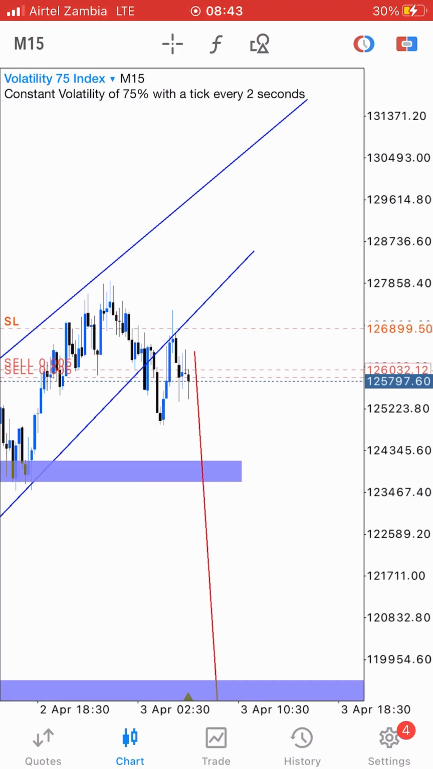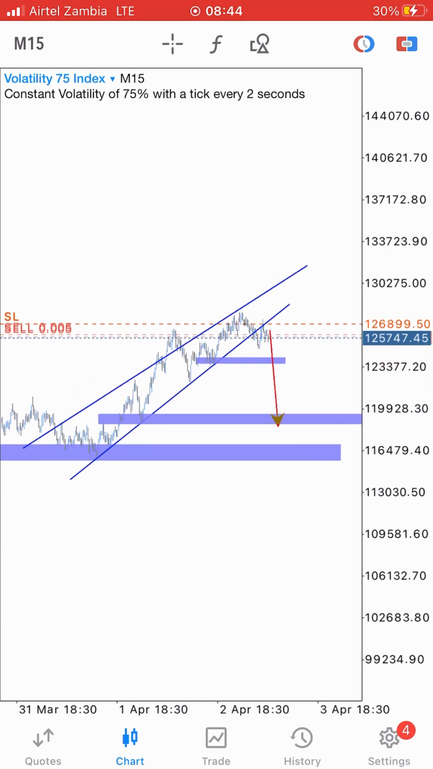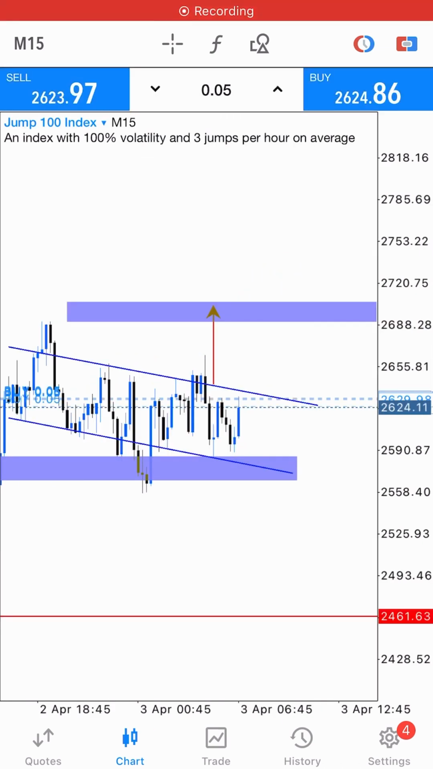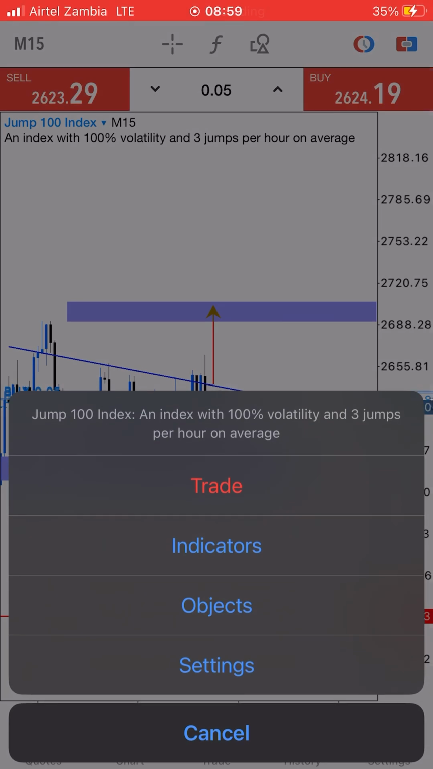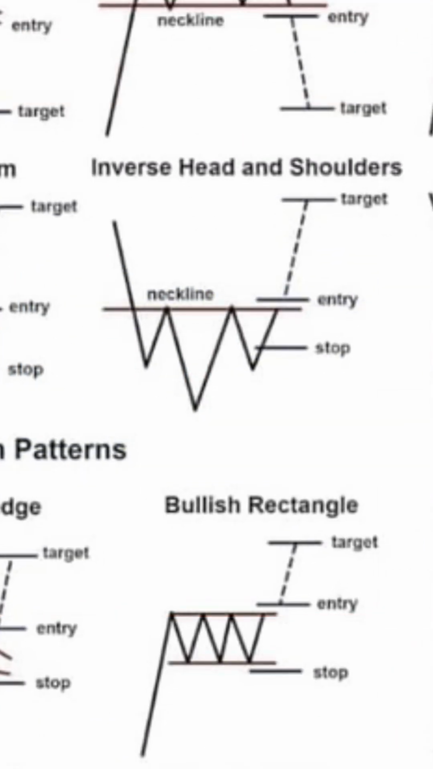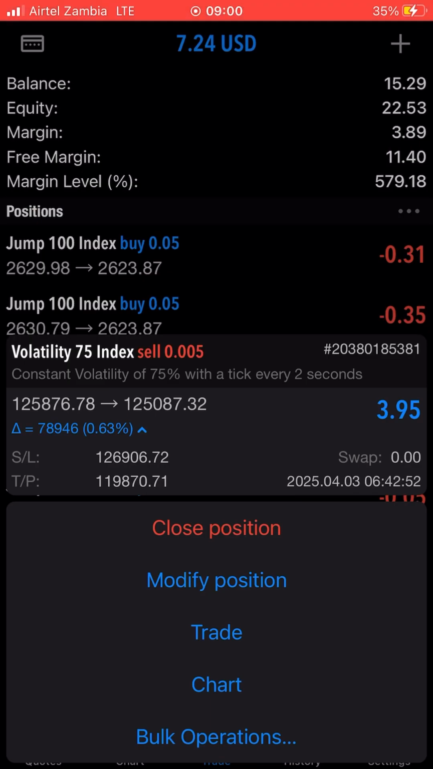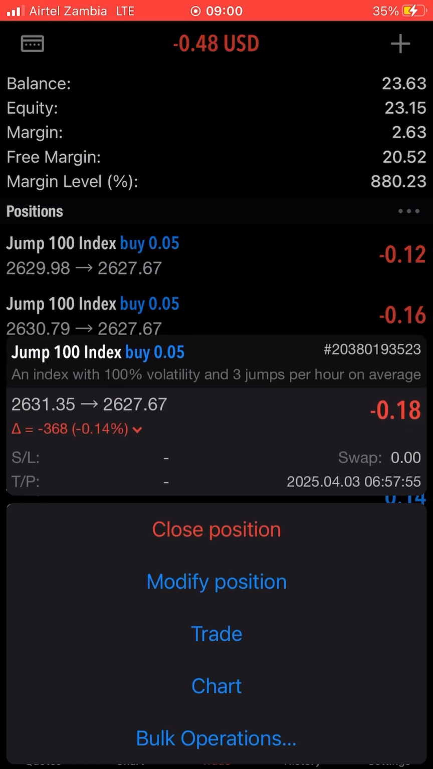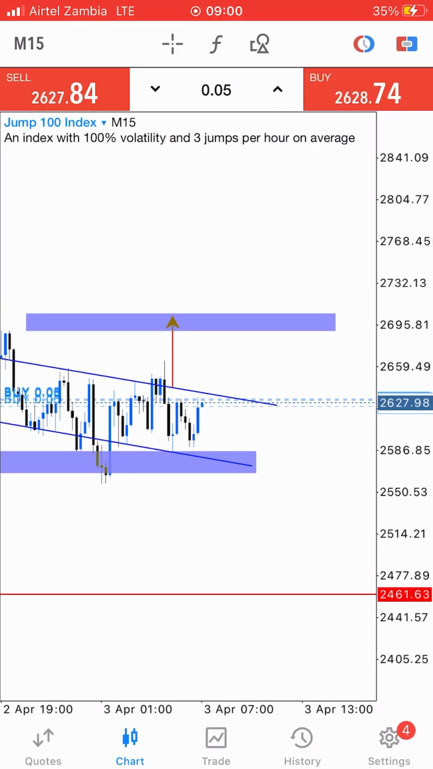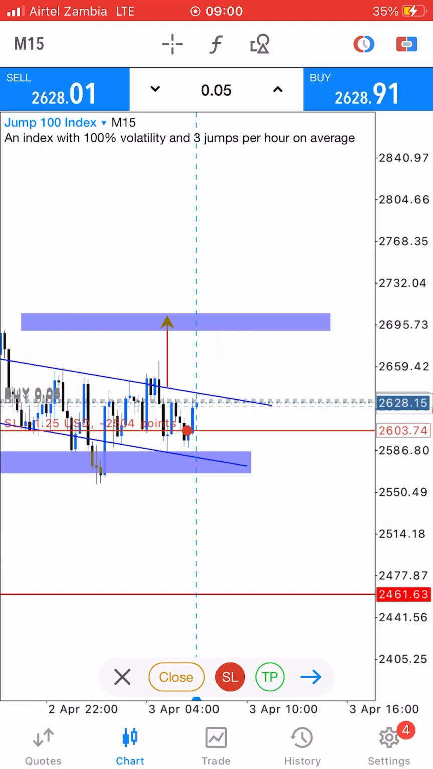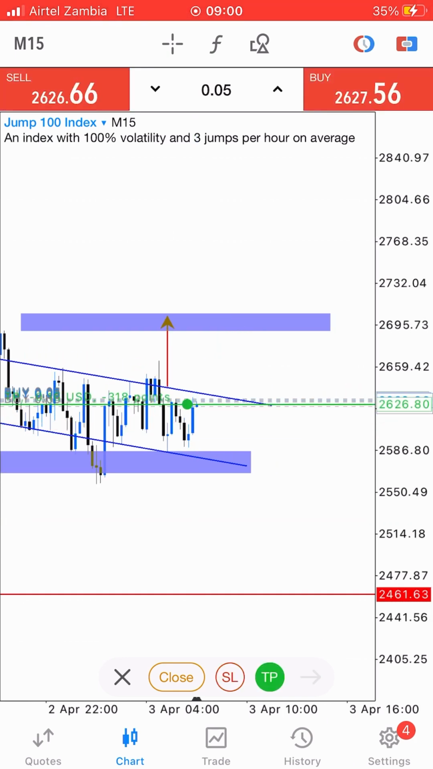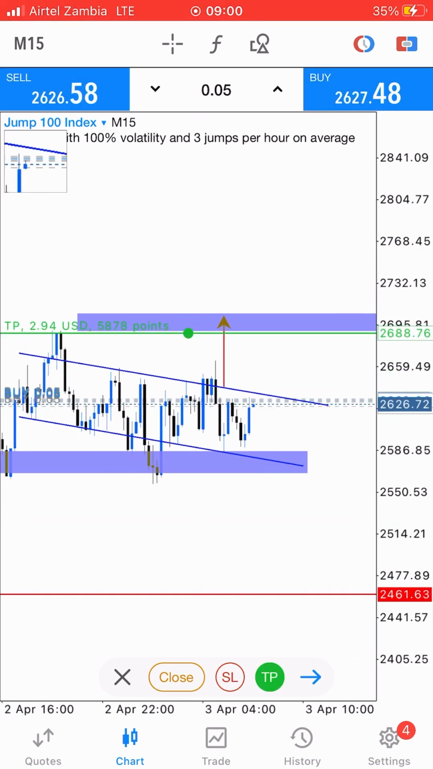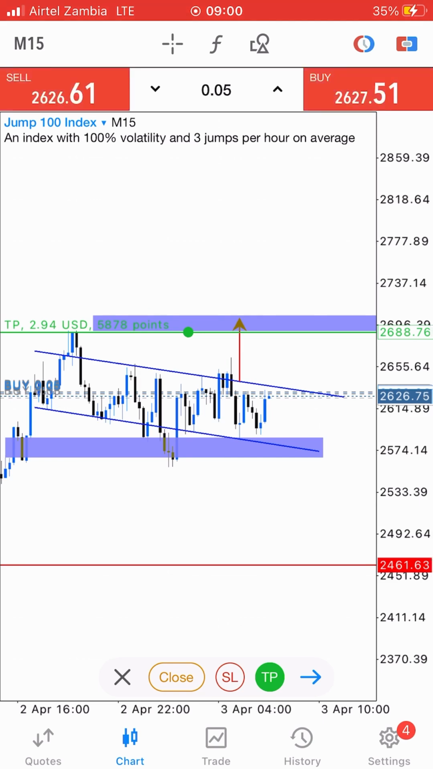Then I entered my slots. Shortly after, I found another setup on Jump 100. It looks so good. What I was seeing here was a head and shoulders pattern, which I personally love to trade, and also a continuation pattern. I put my trend lines here. As you can see, you always have to put your trend lines even when you're a beginner, and I saw this is a continuation pattern. The market is going to go all the way up, and what was confirming this was the head and shoulders pattern I saw here. So I knew the market was about to shoot up.